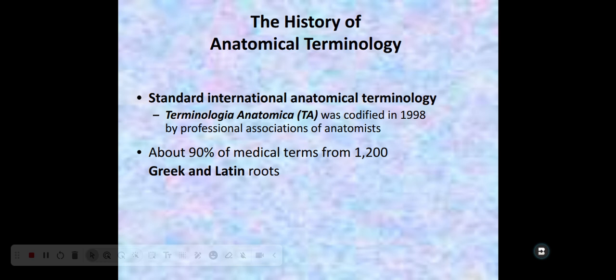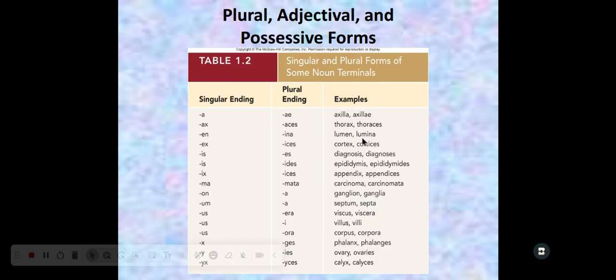The standard international anatomical terminology was codified in 1998 by professional associations of anatomists, and about 90% of the medical terms come from 1200 Greek and Latin roots. Okay. So when you look at this little table, it's to help you understand plurals and singular terms. For me, I kind of picked this up as I learned what things were. If you're that type of person that just needs a table to look at, here it is.